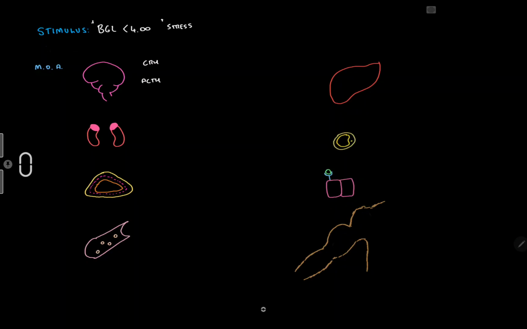ACTH then enters the bloodstream and moves its way down to the adrenal glands. And in the adrenal glands, it looks for part of the gland known as the zona fasciculata. And specifically on the zona fasciculata, ACTH looks for a G-stimulatory protein, a G-protein coupled receptor, which will then stimulate second messenger systems to synthesize cortisol from cholesterol.